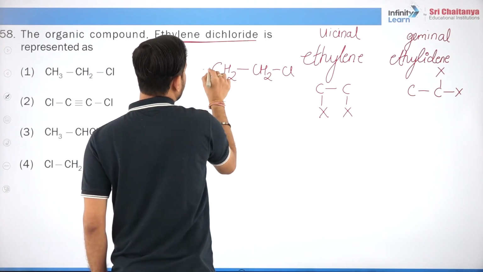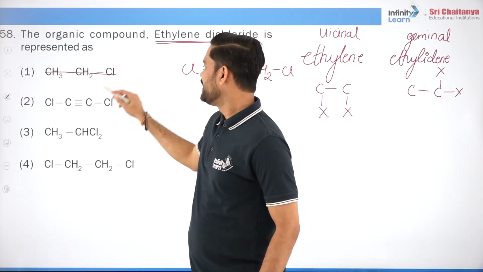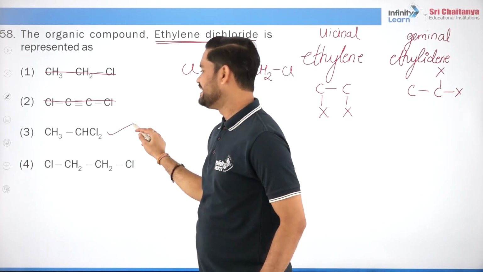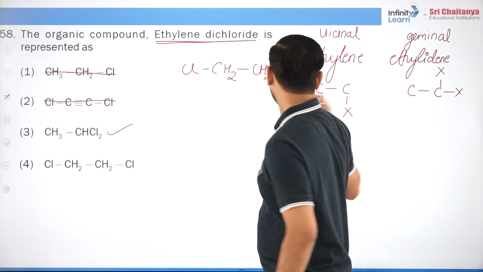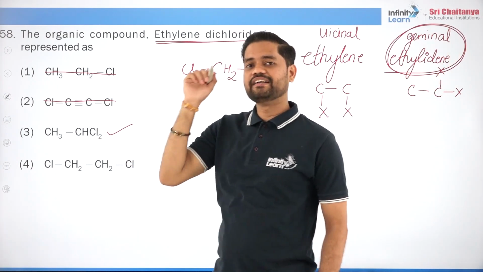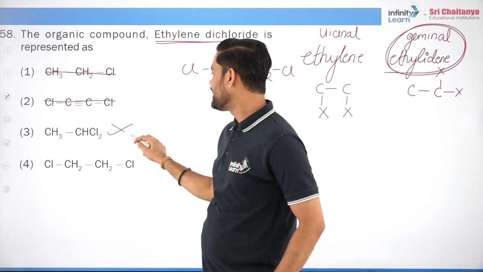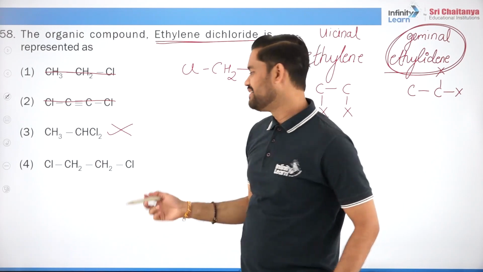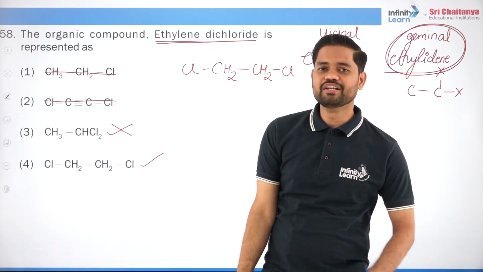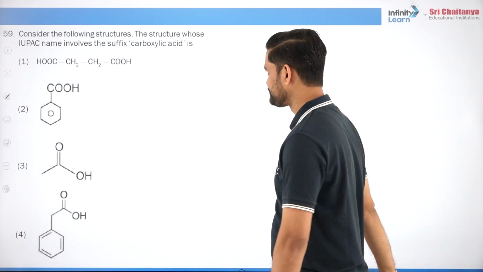So ethylene dichloride will be CH2 chlorine and chlorine. This is not the right answer because it is a monochloride. This is a dichloride but it's a triple bonded structure. This is ethylidene. Remember, this is ethylidene because both the halogens are at the same carbon atom. Most of you might have marked this, but this is not the right answer, guys, because this is ethylidene. Hence, the right answer is this one, because there are two halogens bonded to two adjacent carbon atoms. So, question number 58, option number 4 is the right answer.